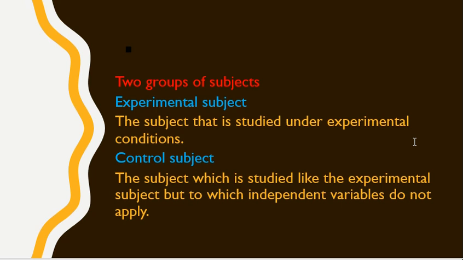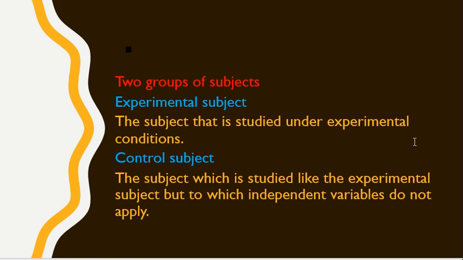What are control subjects? The control subject refers to the subject or group of subjects which is studied like the experimental subject, but to which independent variables do not apply. We do not apply the independent variable to the control subject. By studying and observing the control subject, we can tell whether the change that has occurred in the experimental subject is really due to the independent variable or there is some other cause. Control subjects and experimental subjects should be equal in number.